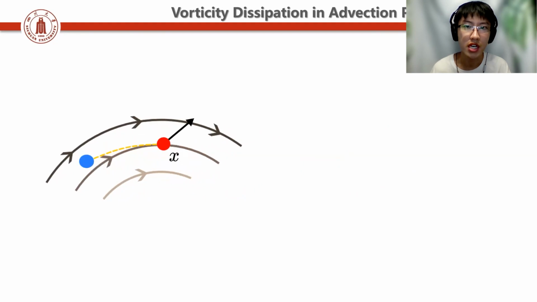Next is the projection step. The velocity field after advection is divergent, and the mass is not conserved. The projection step essentially performs a Helmholtz decomposition to obtain a divergent part and a non-divergent part, which are represented by green and red arrows, respectively, in the figure. Then discard the divergent part to obtain a non-divergent velocity field.